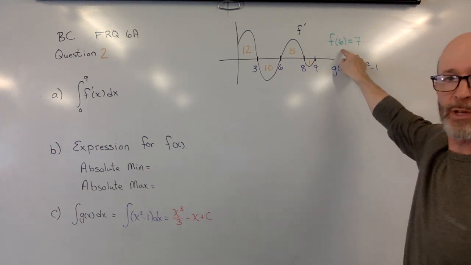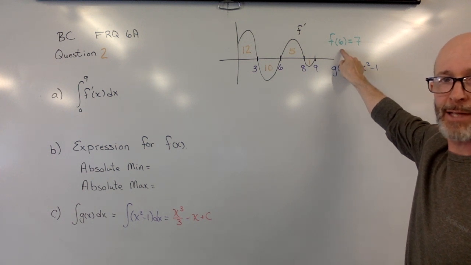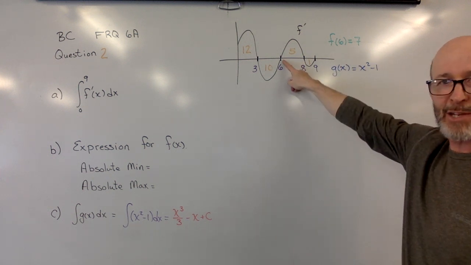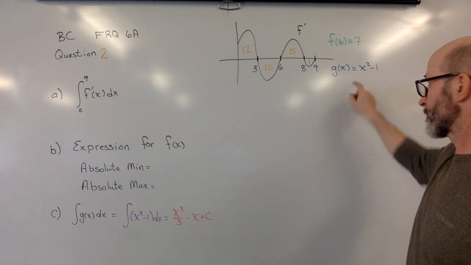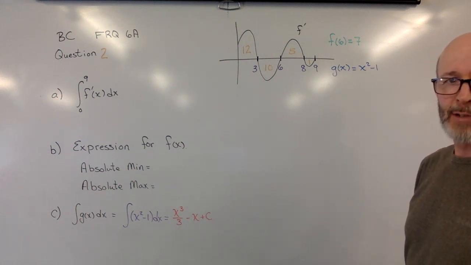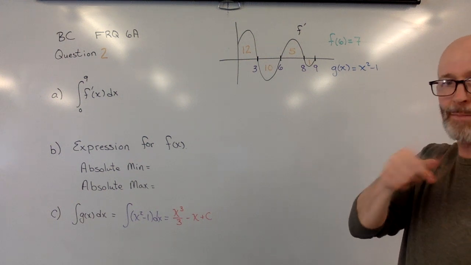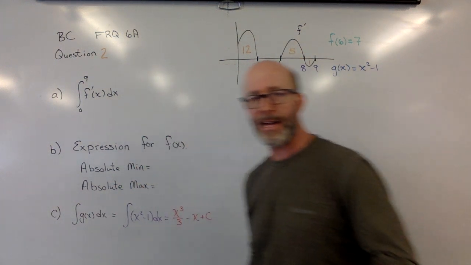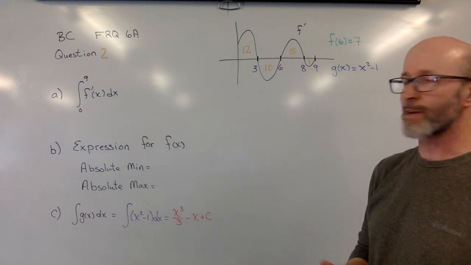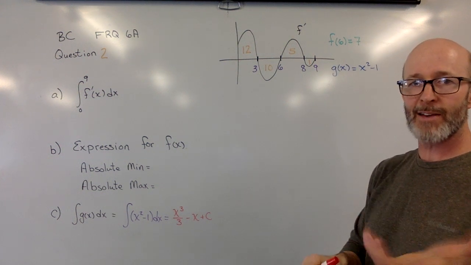It told you the original function value at 6. You can see that's not the same on the graph because this graph is the derivative, so that's really important. And then they give you g here. All right, so when they're looking at this first part A over here, they're just saying, hey, what is the change in this function from 0 to 9? They're just asking, how does it change?